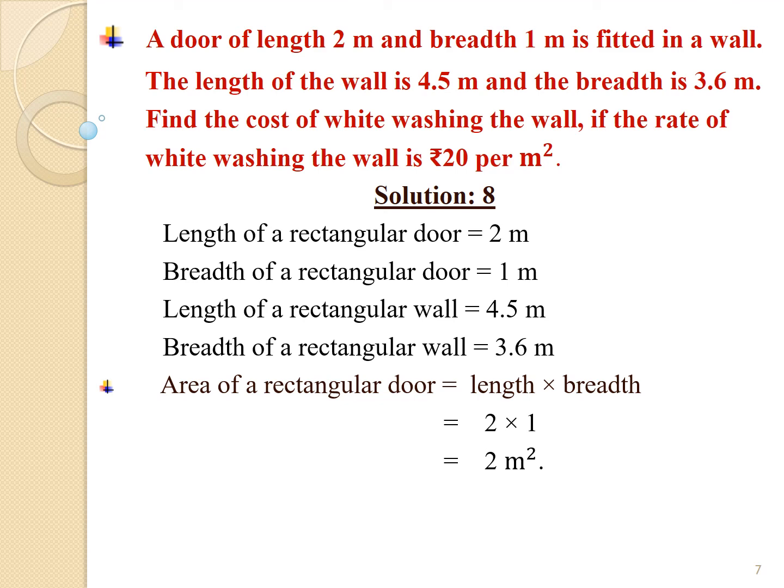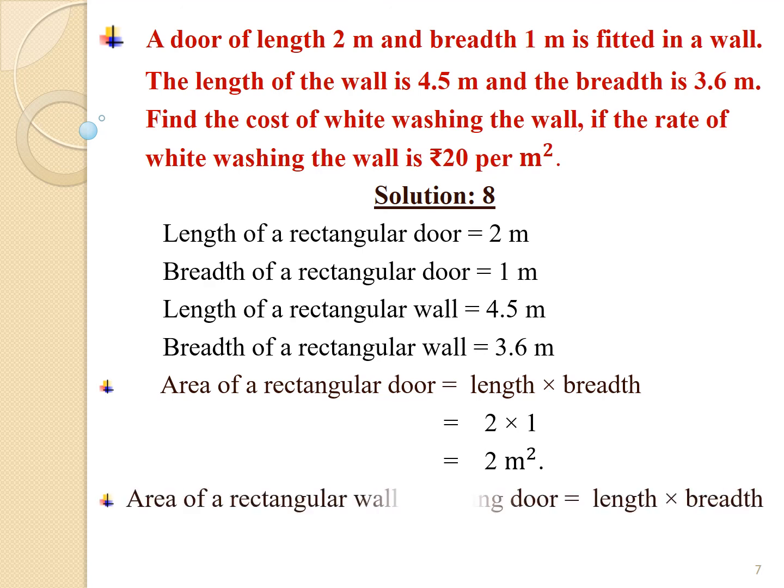Now, let us find out area of wall, including door. Thus, area of wall, including door, equals length into breadth, which is equal to 4.5 into 3.6, which is equal to 16.2 square meters. Thus, area of a rectangular wall, including door, is 16.2 square meters.